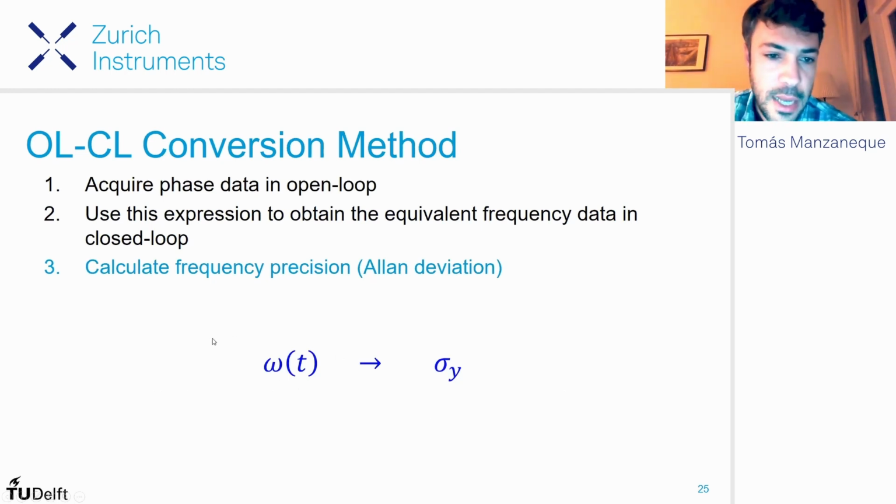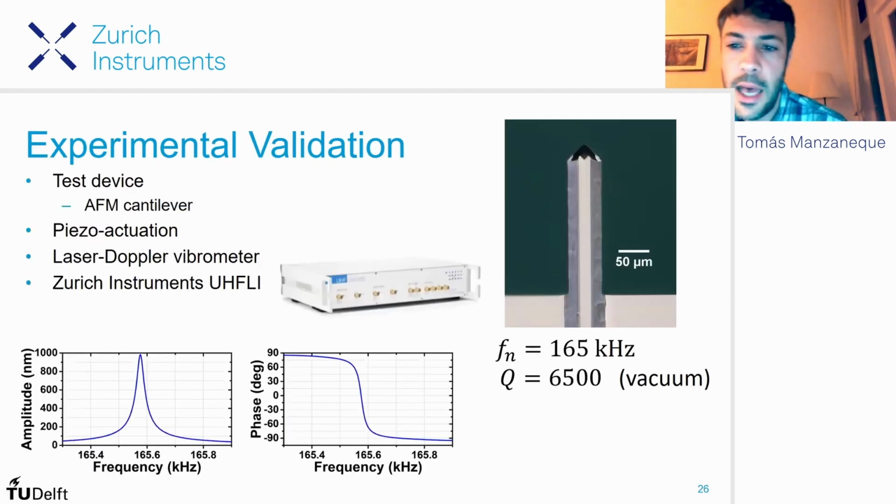And then from that, we can calculate the Allan deviation by just taking the equivalent frequency perturbations in closed loop and using the Allan deviation formula. And to verify this method, we set up a set of experiments with an AFM cantilever, like the one you can see here. The cantilever was actuated with an external piezoelectric material. And then we measured the vibrations.